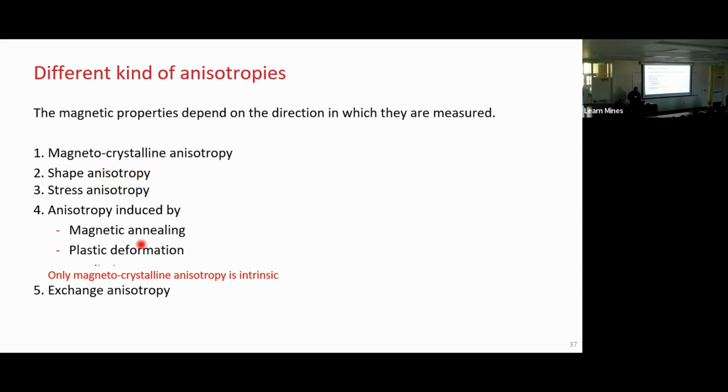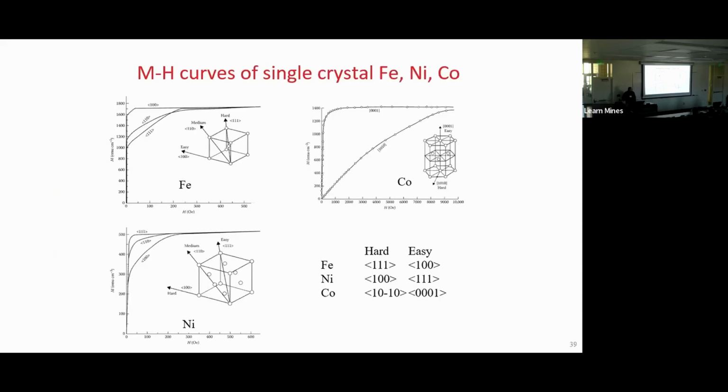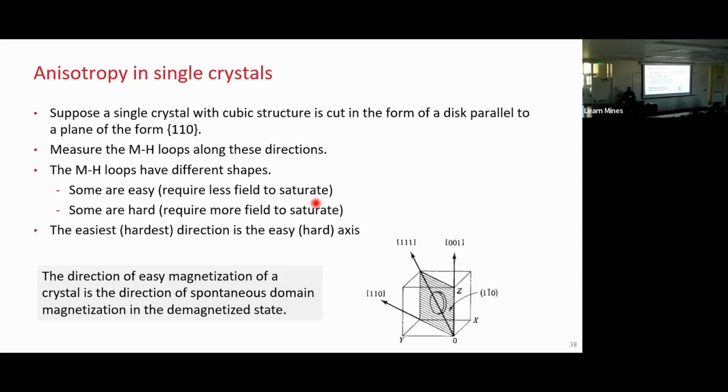And there's magnetic needling. Even if you mechanically deform your material, you may introduce certain anisotropy to the material. Of course, there is also an exchange anisotropy depending on this one. So now, where is the concept? Let's assume we have iron. Iron is a cubic material.